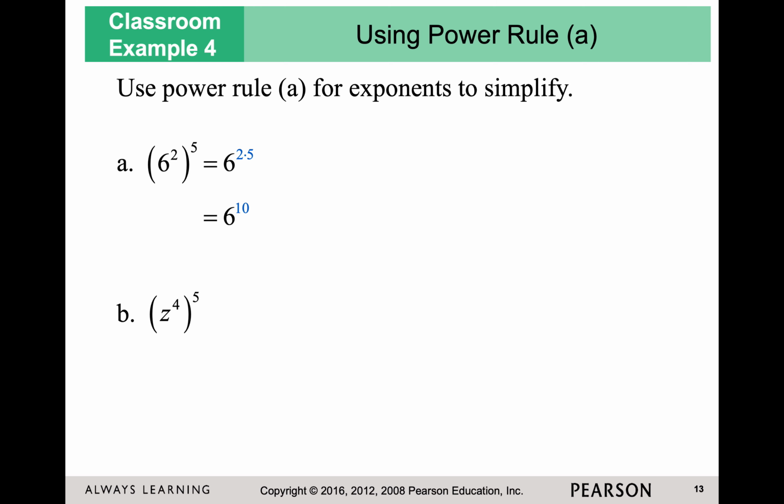Pause the video for a second and try part B on your own. It's an exponent raised to an exponent, so I'm going to multiply. And then I'm going to simplify it to get z to the 70th power.